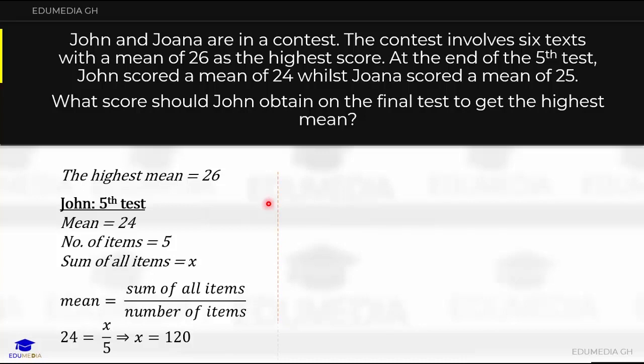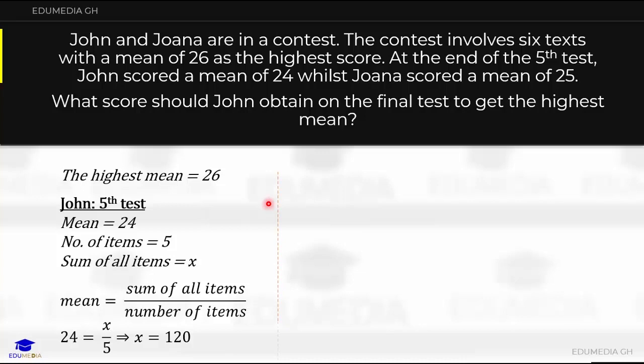This means that as at the end of the 5th test, all the 5 tests put together gave John 120 marks. Finding the mean of all these 5 tests put together and then their total gives John a mean of 24. That's what it means. Now let's go ahead and find out the 6th test.